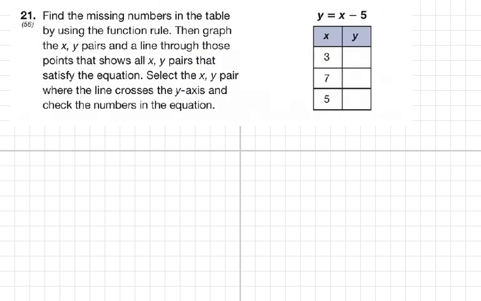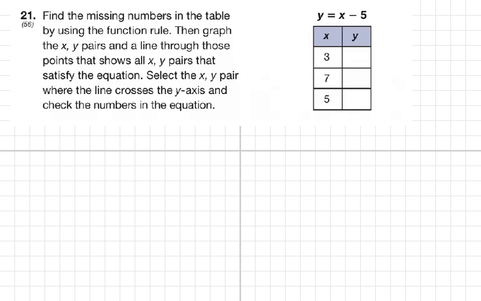Number 21. Find the missing numbers in the table by using the function rule. Then graph the xy pairs and a line through those points that shows all xy pairs that satisfy the equation. Select the xy pair where the line crosses. So we're going to figure out this function table, and then we're going to draw it.